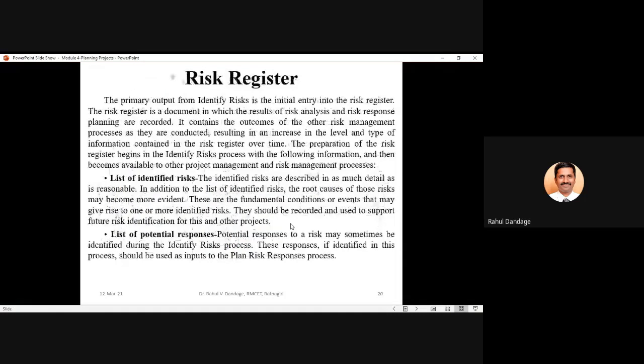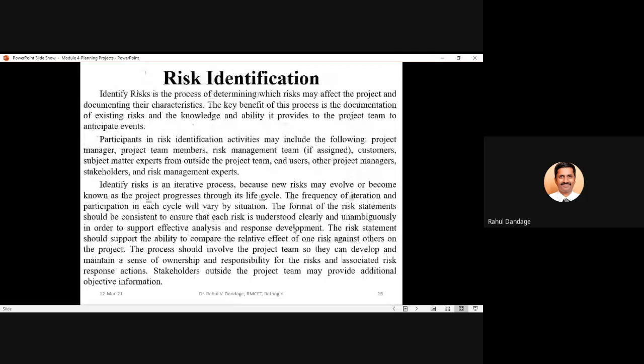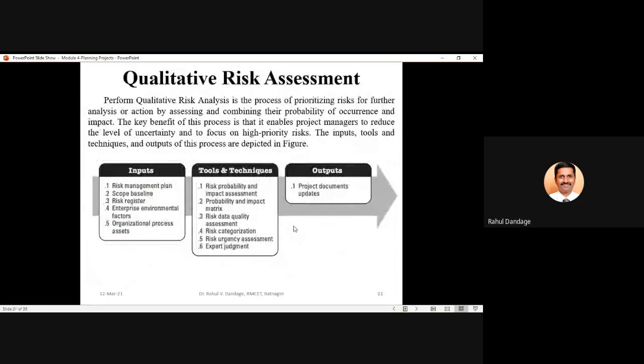So after the risk identification process, moving to the next, that is qualitative risk assessment. Now when we say qualitative risk assessment or qualitative risk analysis, it is the process of prioritizing the risk for further action or further analysis by assessing and combining their probability of occurrence and impact. So as we have discussed earlier, what we have to check is what is the probability of occurrence and what is the impact.